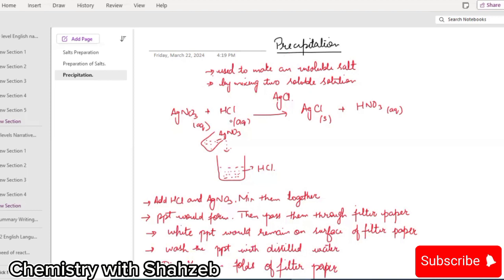By this precipitation method, when two soluble salts are mixed, then precipitates form. We are going to separate them with filter paper, and then we are going to wash them with distilled water. Why are we using distilled water? Because mineral water might contain some minerals which would contaminate the product. So that is why we are using this.